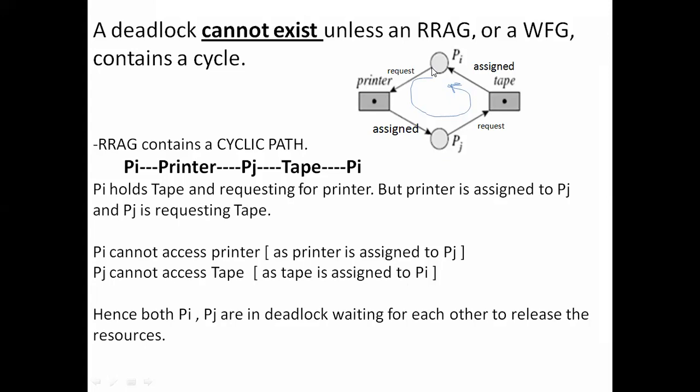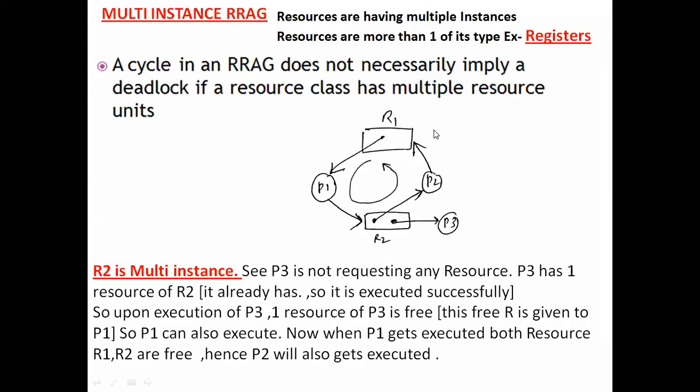So hence here, like I said, we have the existence of a deadlock. Why? Because here both the processes Pi and Pj are waiting for each other to release the resources. Hence, here both Pi and Pj are in a deadlock situation. So again, one more example for multiple instances. Okay. And like I said, by looking at the graph itself, you can observe that.